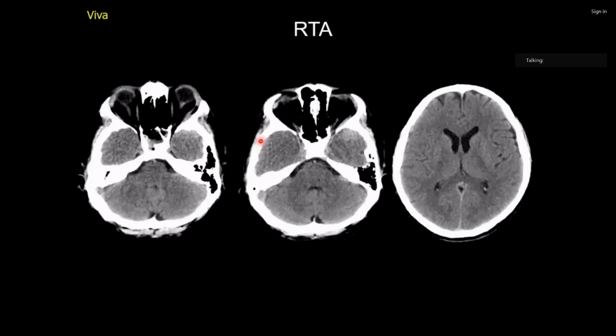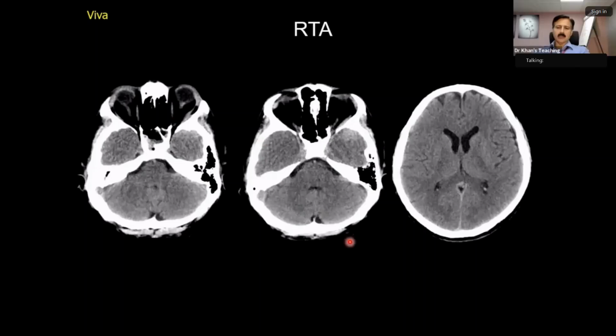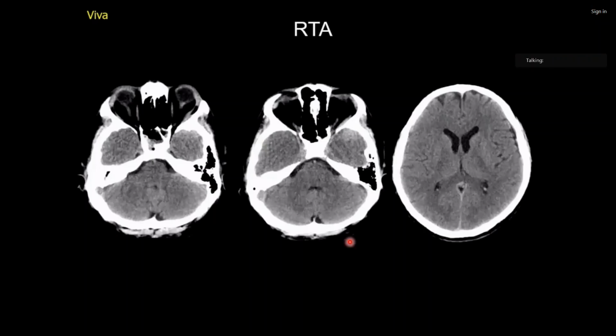On the left side, there is some air density. Temporal, middle cranial fossa. Is there something happening there? Yeah, there is some anterior to the midbrain. There is some low density.